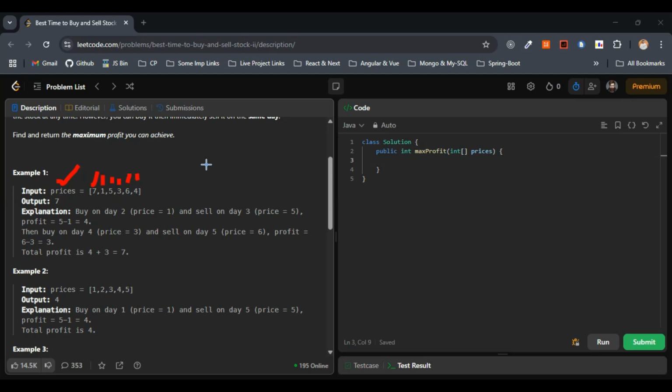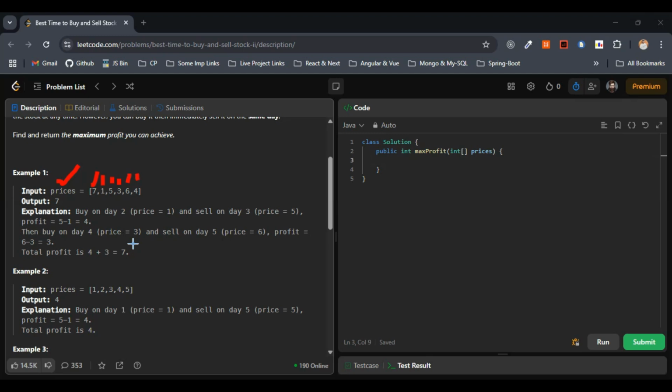We have to return the maximum profit that we can achieve. Nothing but we can buy and sell any number of times, even on the same day. They have mentioned here we can buy and sell any number of times on the same day. Here you can clearly see we have been given prices 7, 1, 5, 3, 6, 4. Let's discuss the approach itself so that it will be easier to understand.